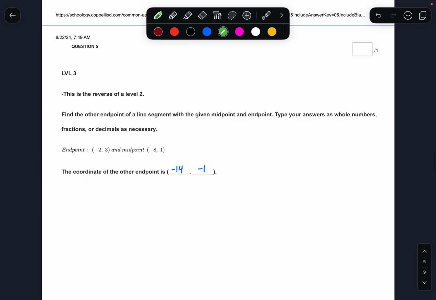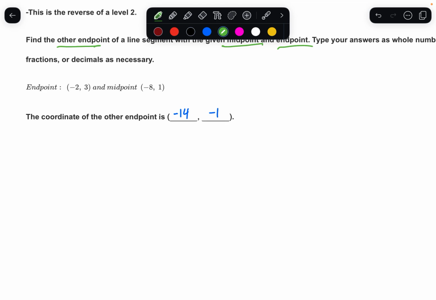All right, level 3 means we're getting a little tougher here. It says find the other endpoint with the given midpoint and endpoint. So there's a few strategies to do this. You can reverse engineer it algebraically, or you can understand what it means like we did in class. So what does that mean? Well, one way to do this is to take your endpoint, and that's at -2, 3, and stack it with your midpoint, -8, 1.